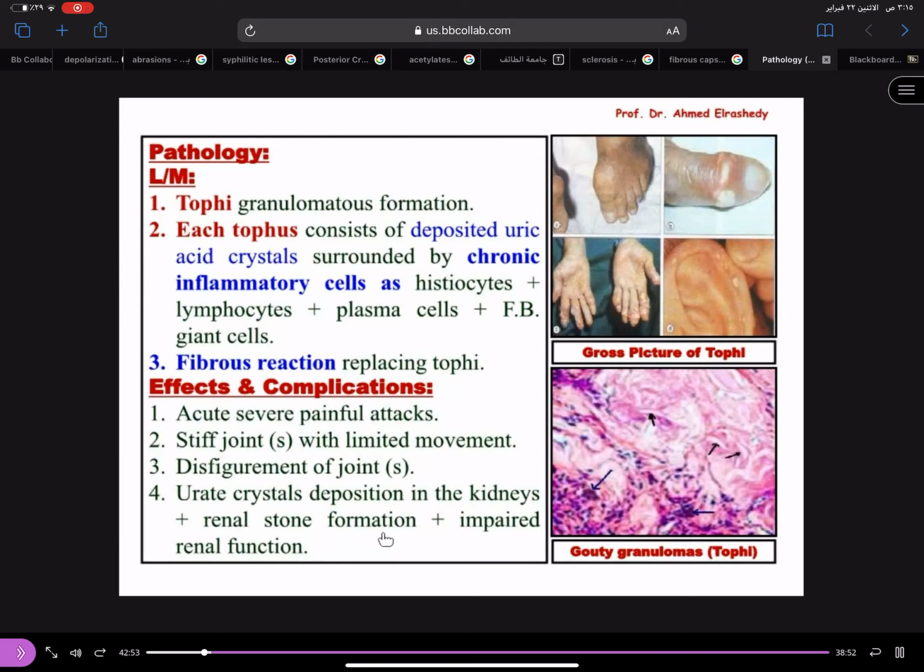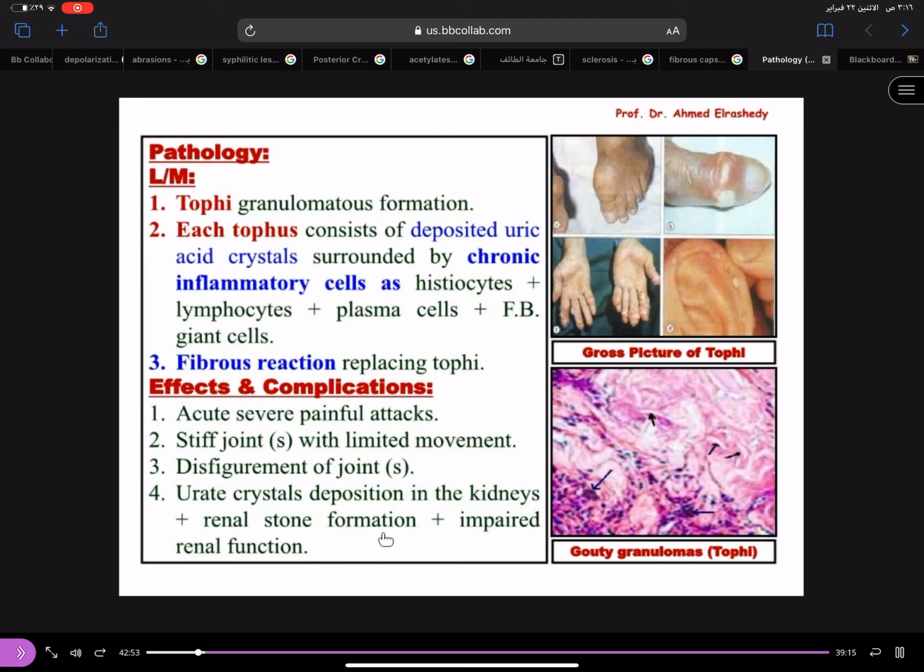So that's all for the lecture. Any question? I will repeat the important points of the lecture as I always do in my lecture. So just listen for 1-2 minutes. Be focused. Okay. What is gout? Gout is inflammation of the joint due to urate crystals.